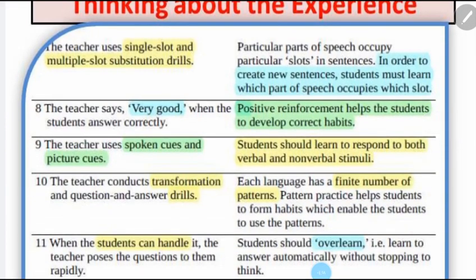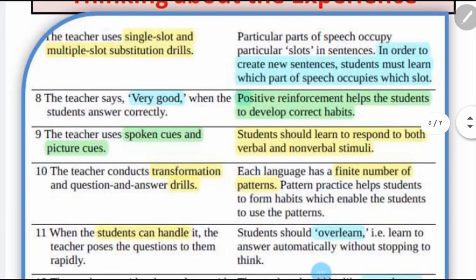Number 7, the teacher uses single slot and multiple slot substitutions. They are important exercises to be used in this method. In order to create new sentences, students must learn which part of speech occupies which slot. Students should know the structure of the sentence, the place of the subject, the verb and the complement, the correct structure of the sentence, to be able to form or create new sentences.